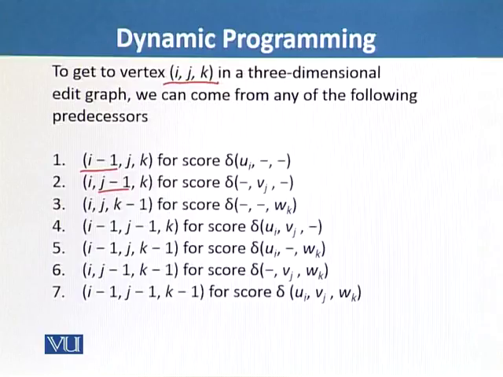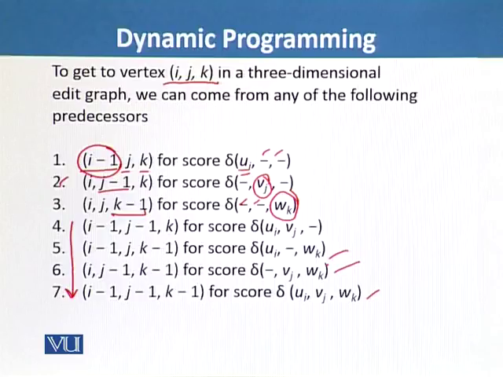In this, first is I minus 1, J, K, because with I minus 1 we have the element in the I, and there are two gaps created in the J and K. Similarly, second is J minus 1 with I and K. So with J minus 1, we will have the element J in the sequence V. Similarly, in the third we have K minus 1, then we have an element of K in the sequence W, and the other two will be gaps. Similarly, we can use these and create the score delta for any of these.